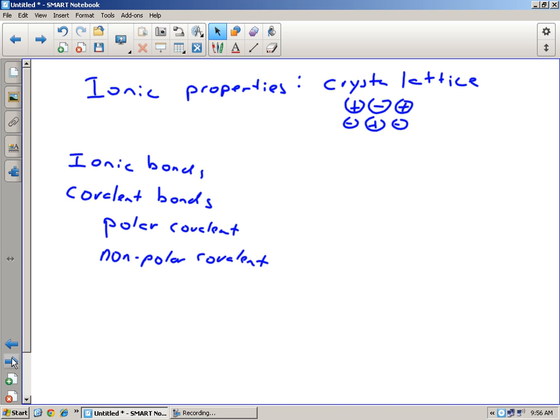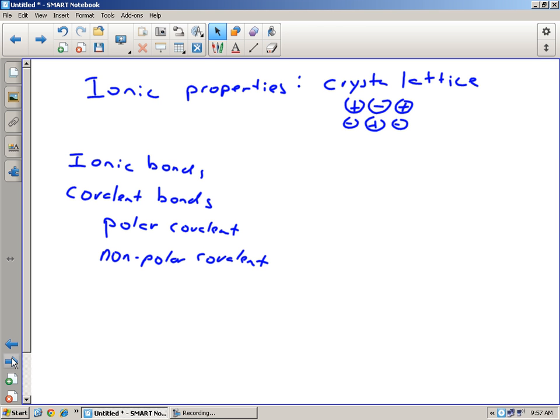Covalent bonds. Okay, this might be a good definition thing here. Covalent bonds, of course, are the sharing of electrons. Covalent, sharing. And then we can even get more specific after that. So covalent bonds, sharing electrons, is what you want to look for there.